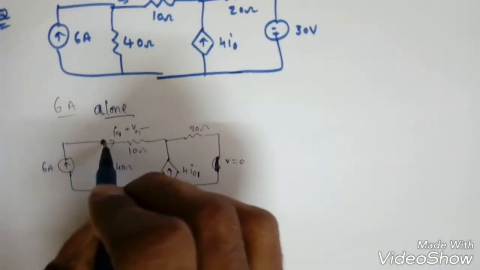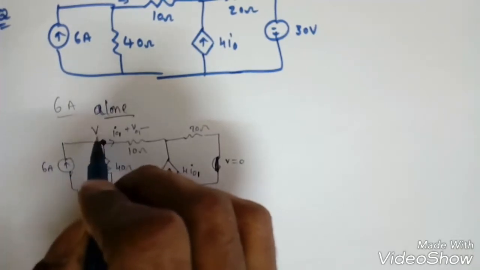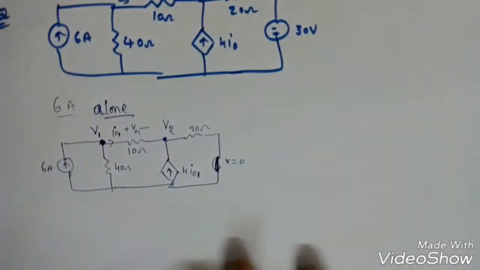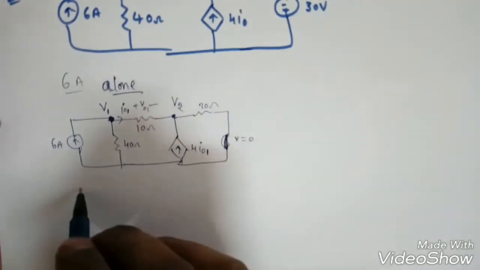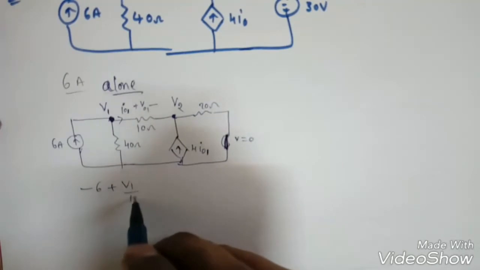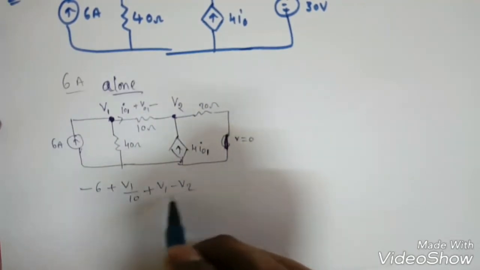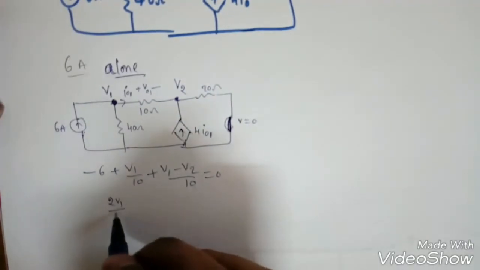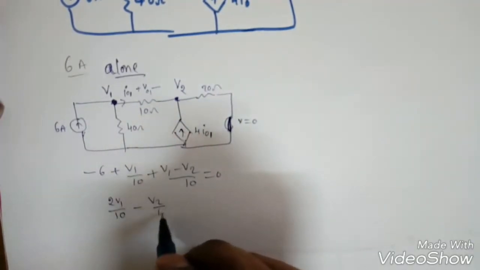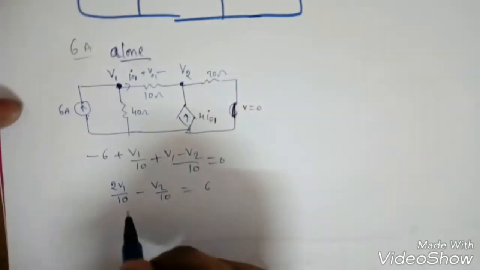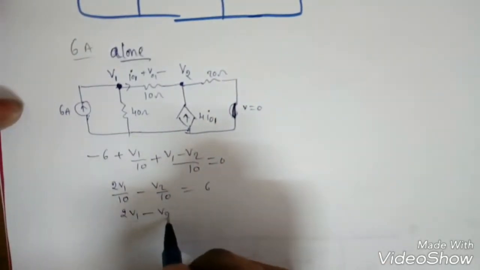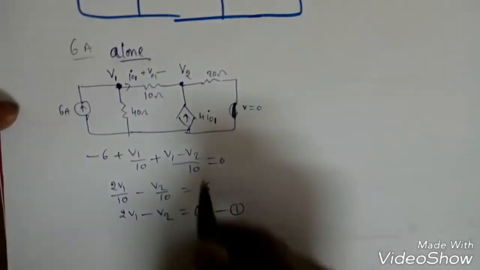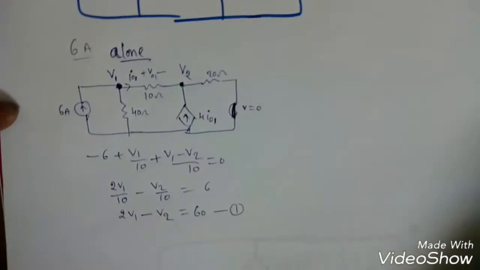So what we do is go for nodal analysis. I will assume this as V1 here and this is V2 here. Now minus 6 plus V1 by 10 plus V1 minus V2 by 10 equal to 0. So 2V1 by 10 minus V2 by 10 is equal to 6, or we can write it like this: 2V1 minus V2 is equal to 60. Equation 1.